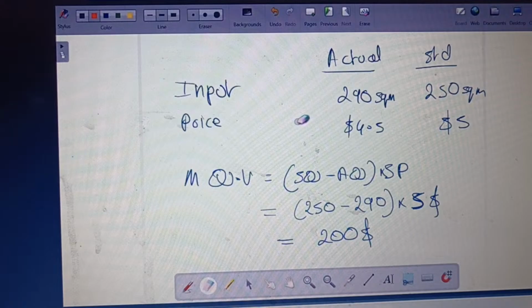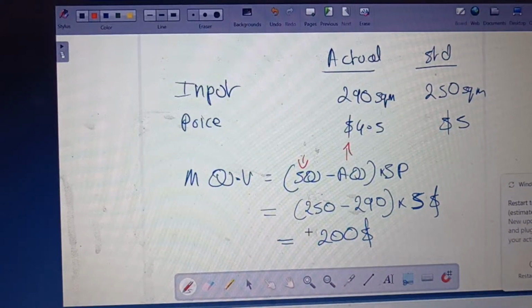Look at the formula and think. Because it's minus. Look at the figures. Because actually we are using more input, more input than the standard rate. We are using more input means what? More cost. More cost means operating income is coming down.